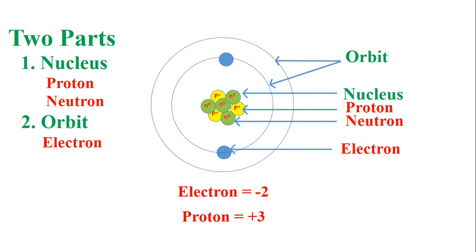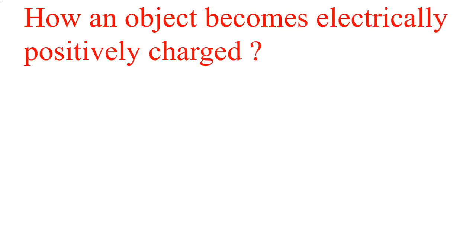In this particular atom, one of the electrons is lost. That's why the number of electrons is 2, but protons is 3. So it becomes electrically positively charged because the positive charge is more. This is the theory of electrification, and we can define this. We can explain this shortly like this. How does an object become electrically positively charged? We can answer this way.